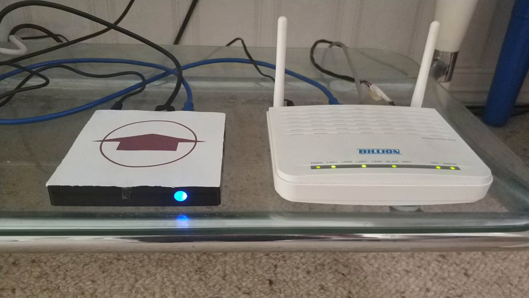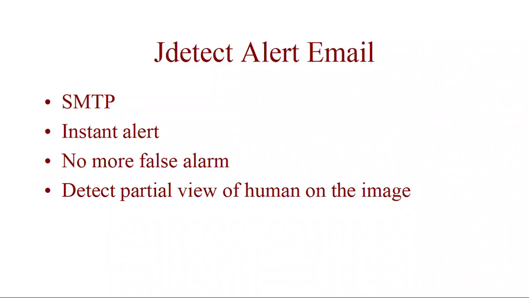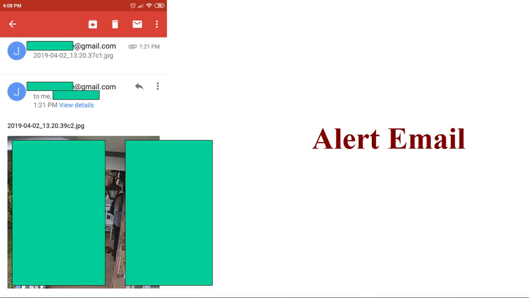Jdetect is placed on the TV stand and connected to the router. Jdetect uses SMTP protocol for sending emails. You will get instant alert with no false alarm, and Jdetect can detect human even when there is only a partial view of a human on the image. This is an example email from Jdetect.